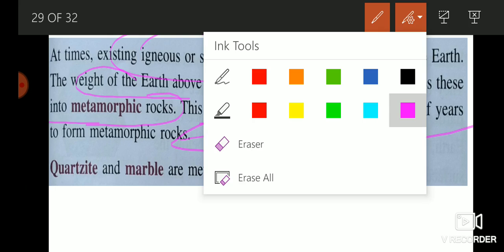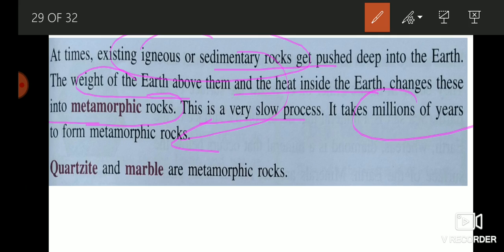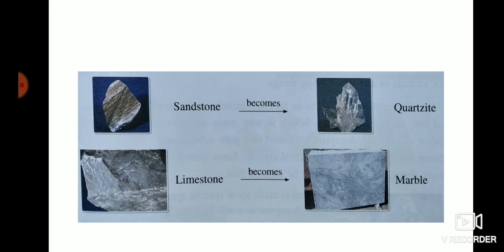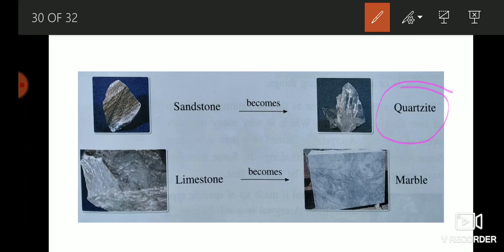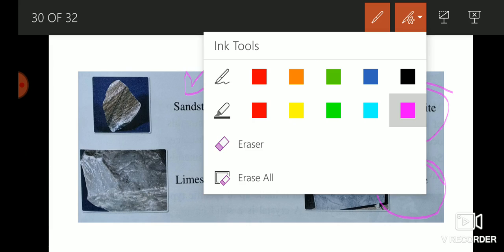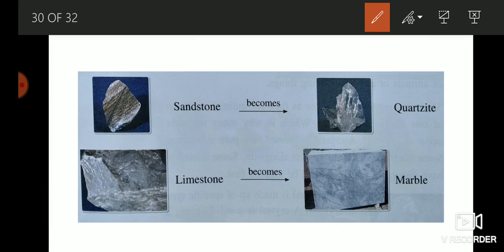Now the examples are again very important. Quartzite and marble are examples of metamorphic rocks. You can see the examples of metamorphic rock were also given here. They are formed from which type of rock? The quartzite comes from sandstone. Sorry, the arrow should be in the opposite direction. So quartzite comes from sandstone, and marble, this metamorphic rock, comes from limestone.